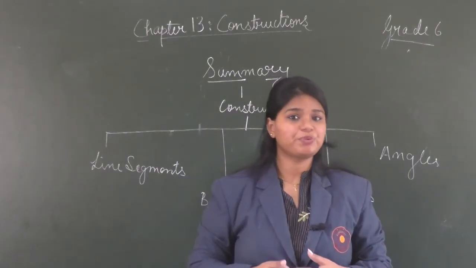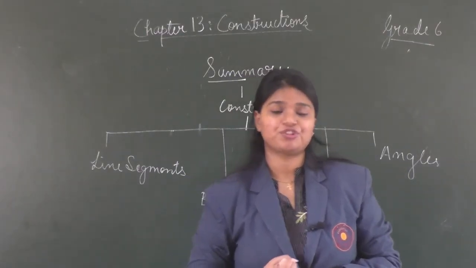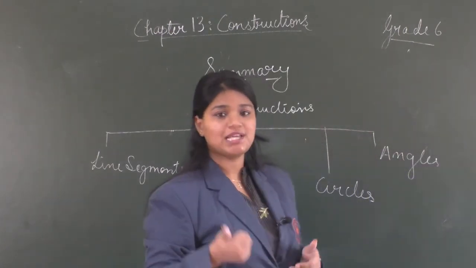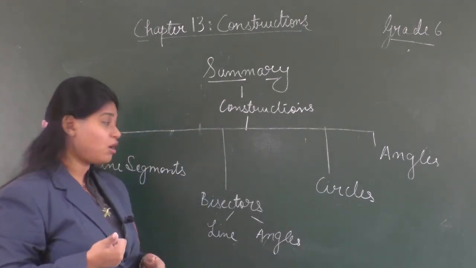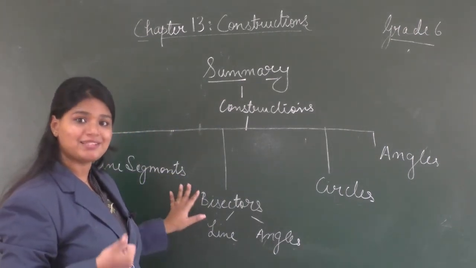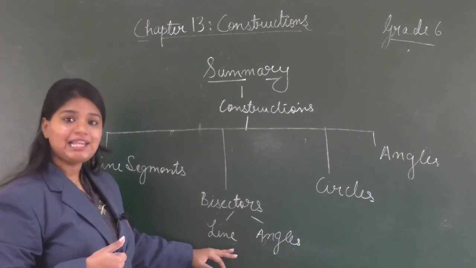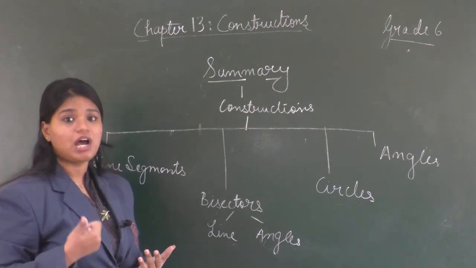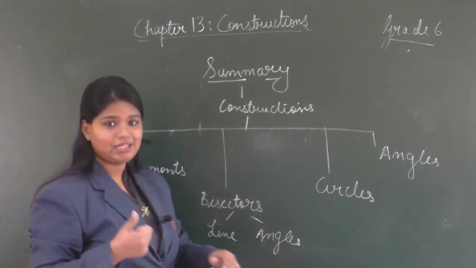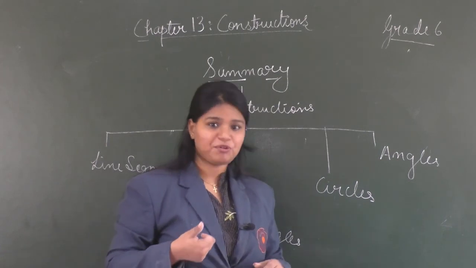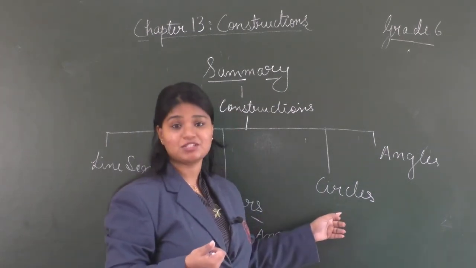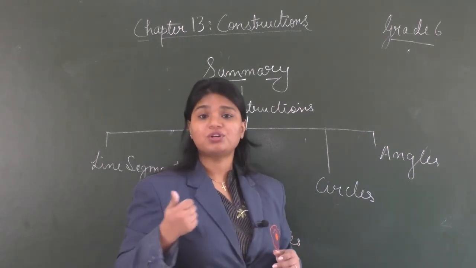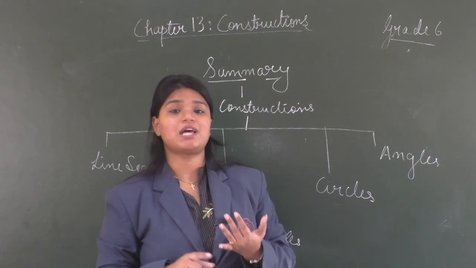So students, in today's video we learned about construction. First we learned how to construct line segments using a ruler and a compass. Next we learned how to construct bisectors of a line. In line we also learned how to construct perpendicular bisector. Next we learned how to construct bisectors of angles. Further, we had a quick recap of the topic construction of circles, that is, we require radius for construction of circles. Last, we learned how to construct angles using a compass and a ruler.